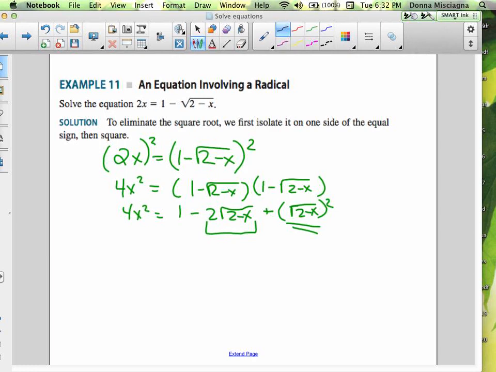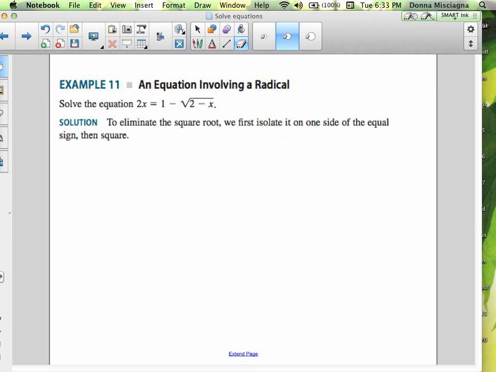So make sure before you do any squaring that you isolate your radical. All right? So isolate that square root on one side. And then square. So we're going to isolate the radical, and then we'll square. And that would be true no matter what, whether you had a square root, a cube root, etc.